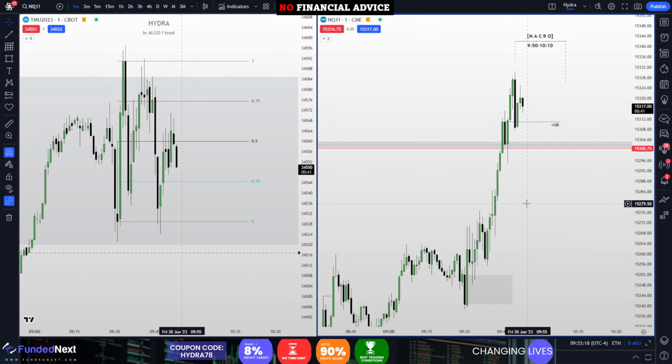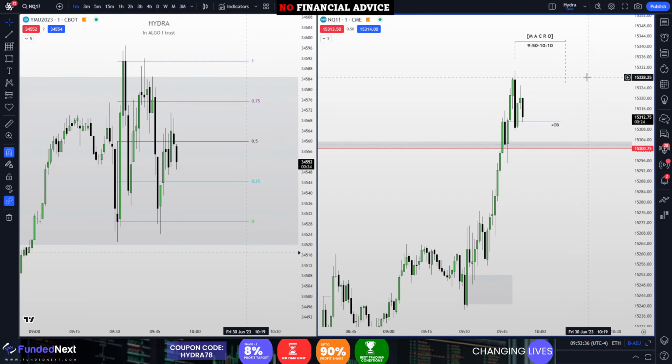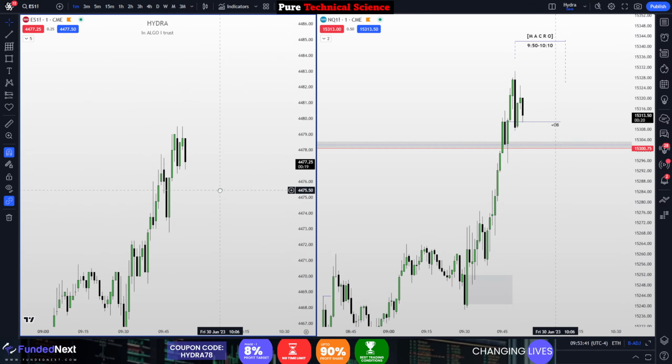ICT tweeted. Let's see what he tweeted. He's calling buy side liquidity. 4493.75 on ES. ES buy side juicy. Really? What's there? Let's see. What is he talking about? 4493.